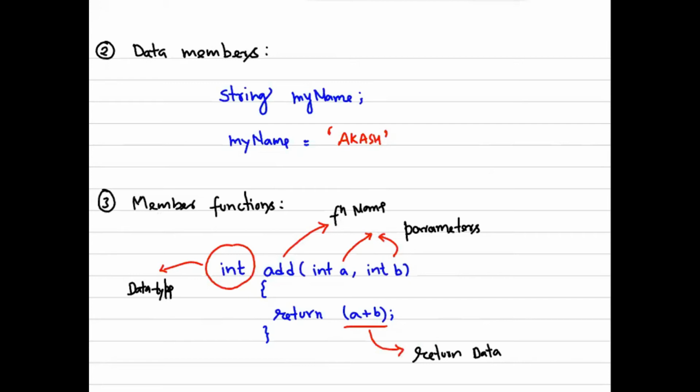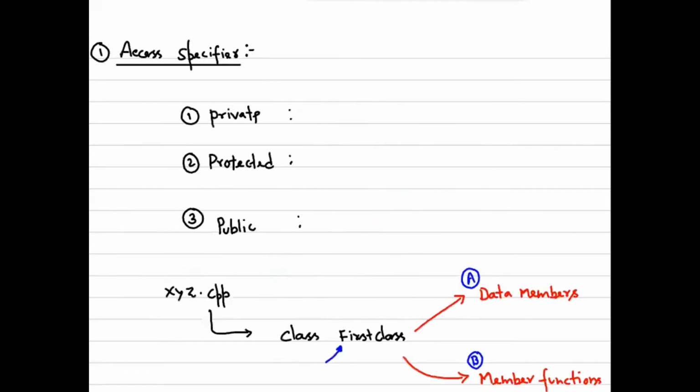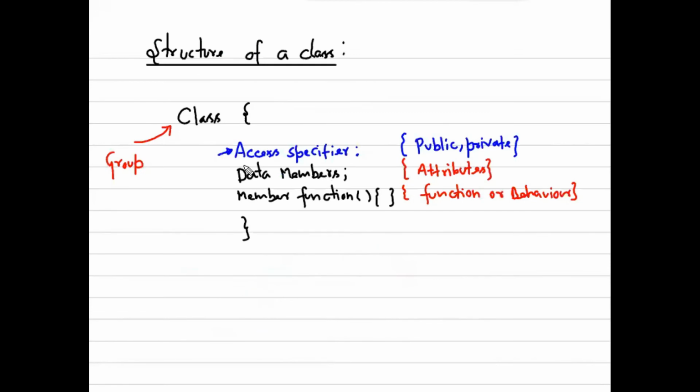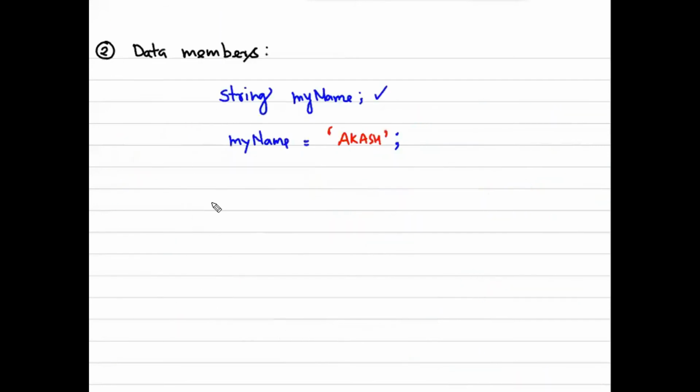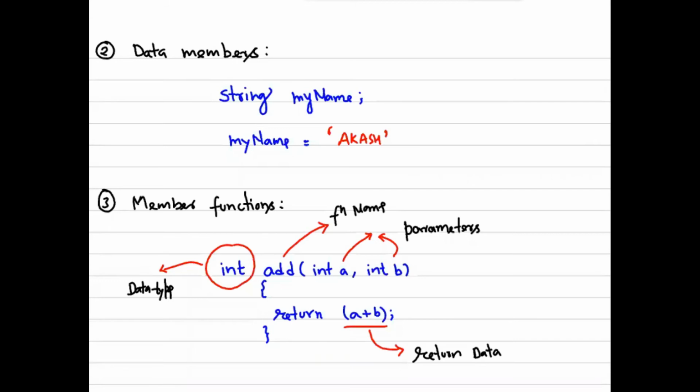So we have covered all these three important parts of the structure of a class, which make a proper class: access specifiers, data members, and member functions. But we have not discussed how to access these data members and member functions. For that, we need to create an object, which we have discussed earlier. But after creating an object, how do we access the data members?